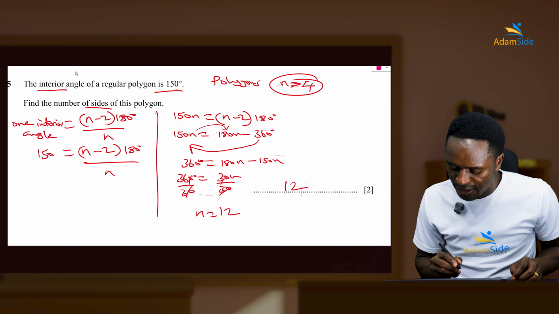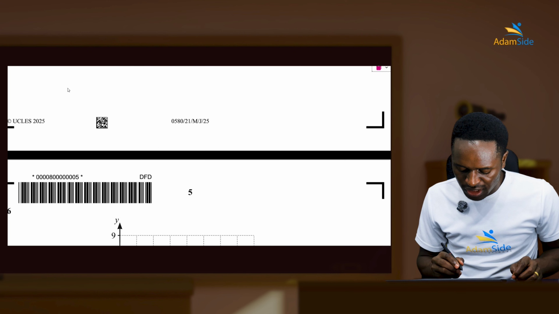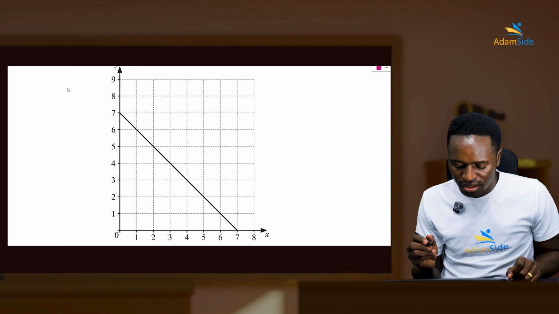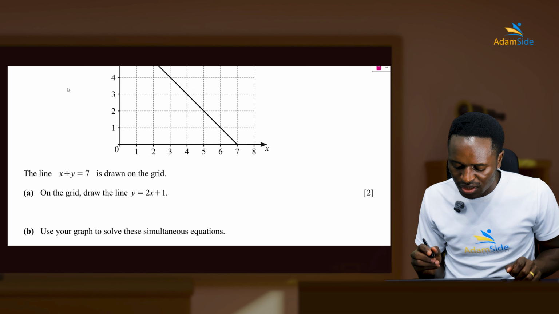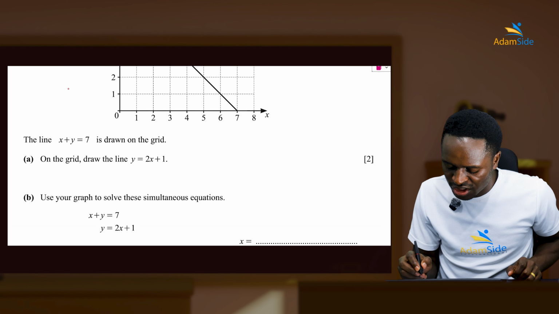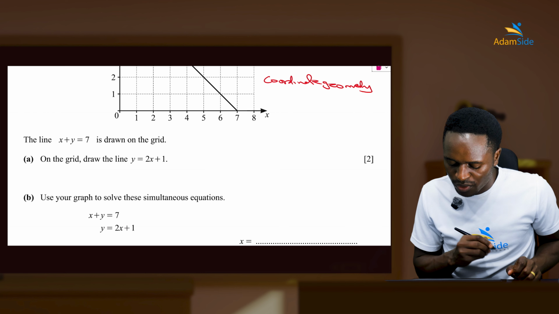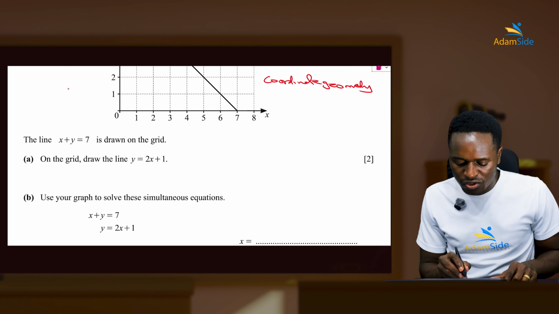We go to question number 6. So here we have a line. Mostly when you see a straight line in a Cartesian plane, that is the coordinate geometry unit, whereby it's talking about a straight line. So the line x plus y is equal to 7 is drawn on the grid. On the grid, draw the line y is equal to 2x plus 1.